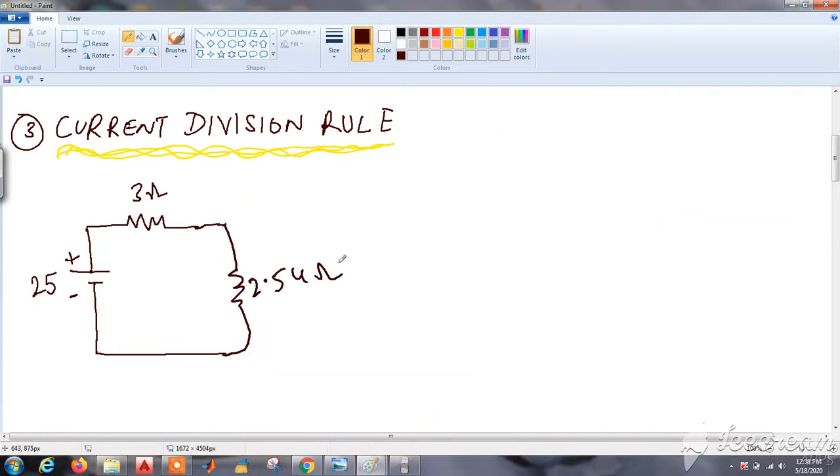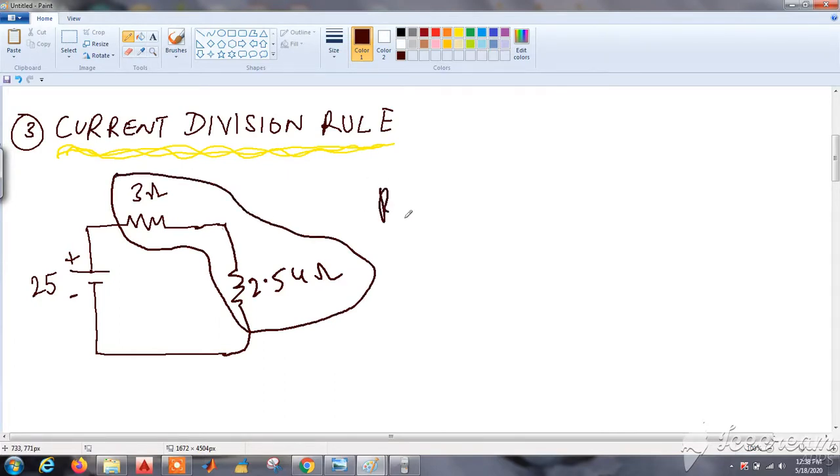Now we can see that 3 ohms and 2.54 ohms are connected in series. So the equivalent resistance in series is R1 plus R2, so 3 plus 2.54. This will be 5.54 ohms.